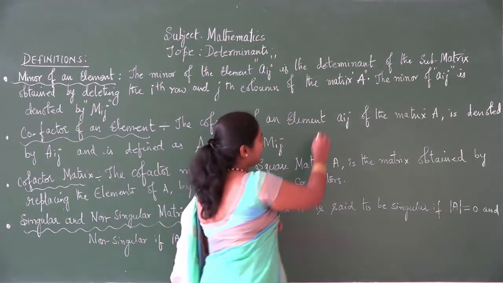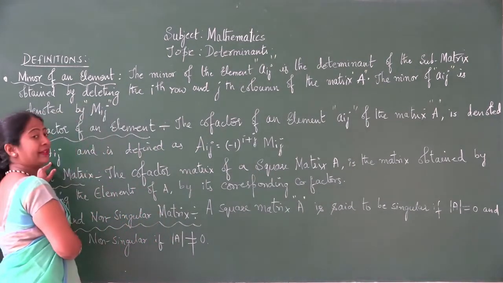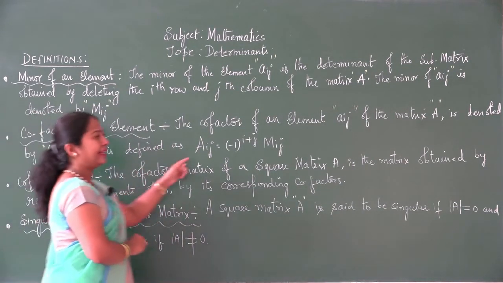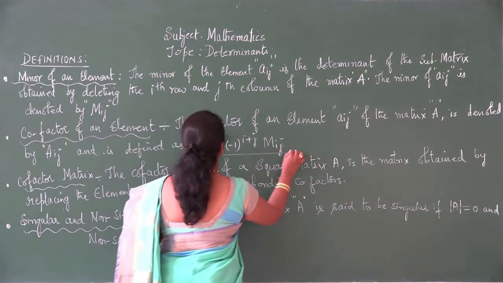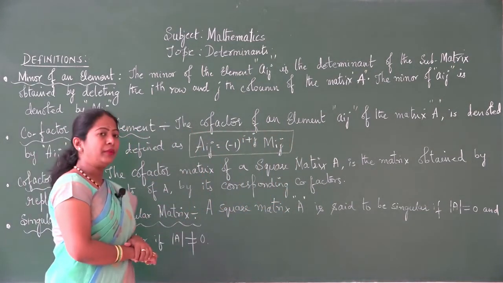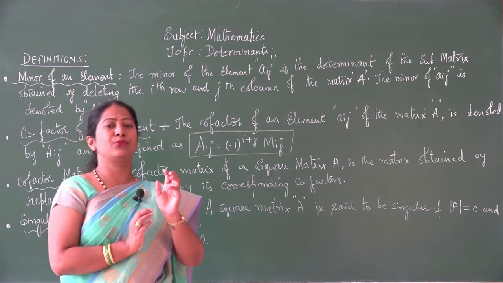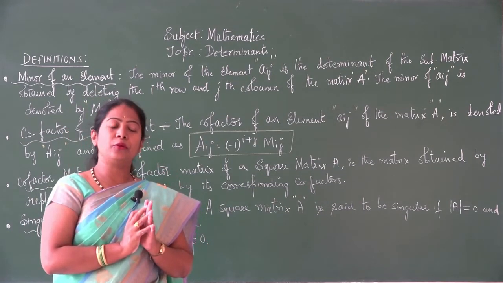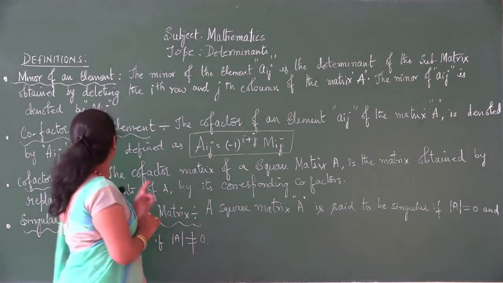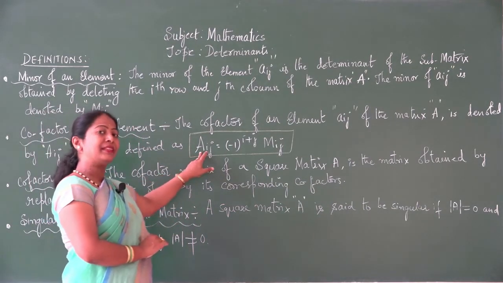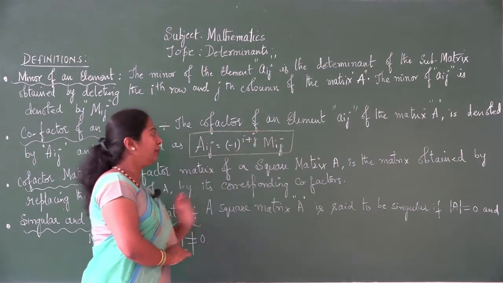Moving on to the second definition, cofactor of an element. The cofactor of an element Aij of the matrix A is denoted by capital Aij and is defined as Aij is equal to minus 1 to the power I plus j into Mij. This is the formula to find the cofactor. Elements are denoted by small a, ij, where I stands for row, j stands for column. Minor of an element is denoted by capital M with the suffix ij. Cofactor of an element is denoted by capital Aij, and it is defined with the formula Aij equal to minus 1 to the power I plus j into Mij.